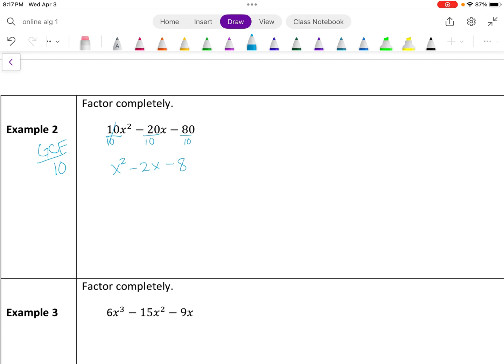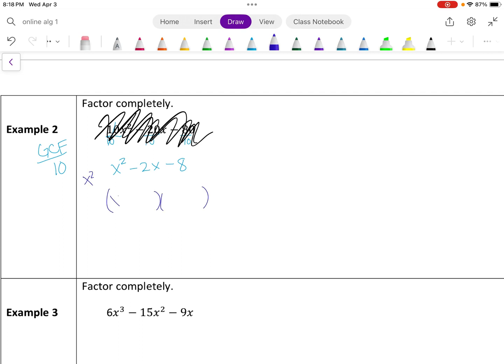So we took our original trinomial and now we made it into x squared minus 2x minus 8. So here's the thing, I don't care about the GCF anymore. I'm going to factor my trinomial. I care about x squared minus 2x minus 8. And I'm going to factor that.